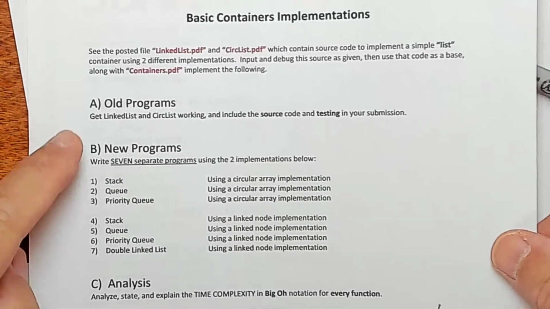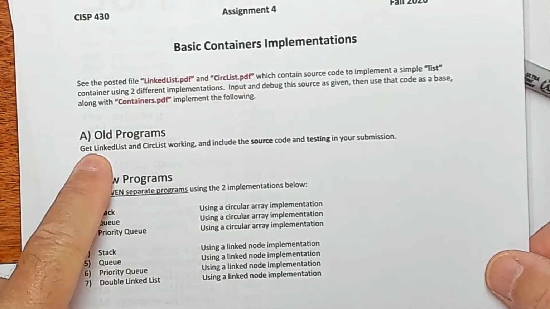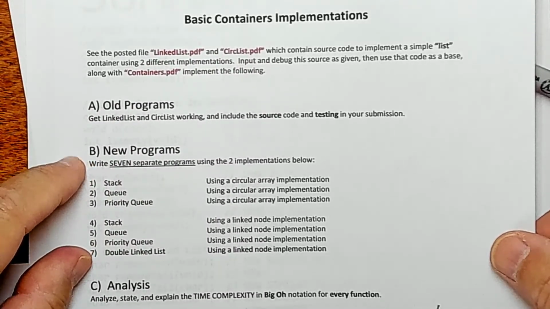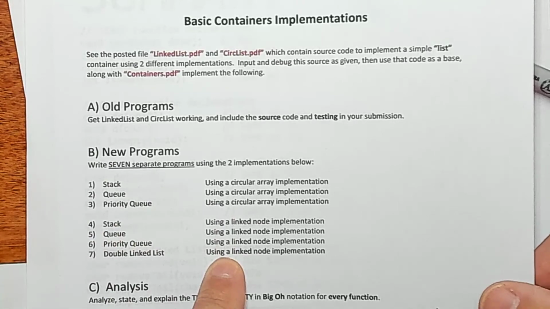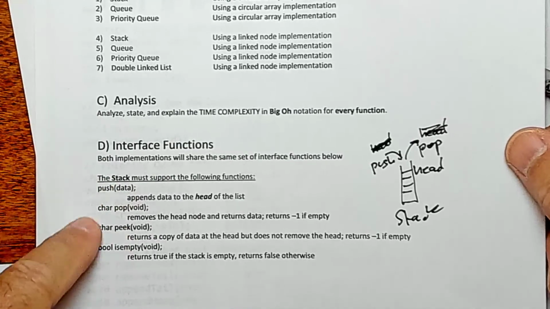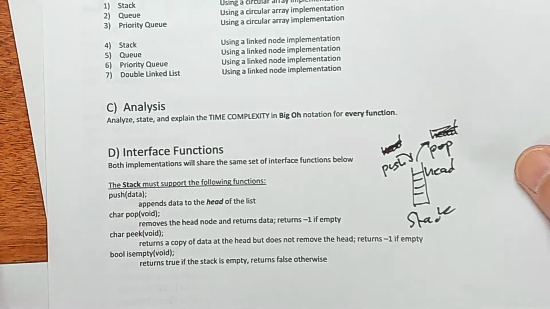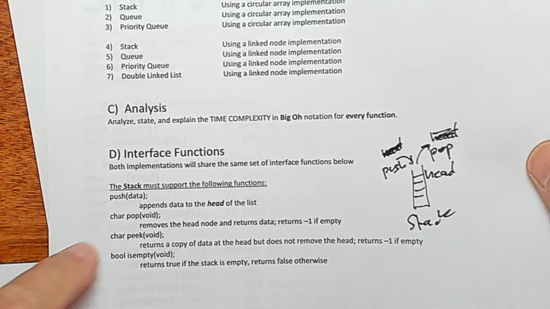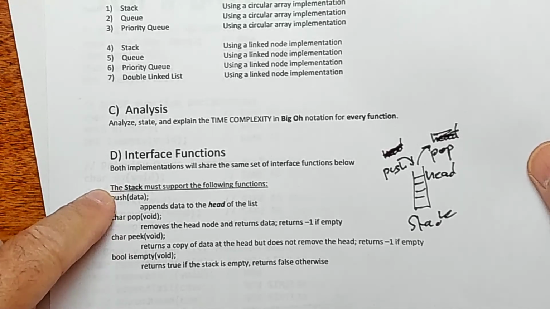All right. So get the old programs in the linked list PDF and circular list PDF. Get those working. Then use that as a code base to write a bunch of more new programs, some of which use the circular list implementation and some of which use the linked list implementation. Tell me what the time complexity of all of these operations are, and these are the particular operations I want you to implement. For these 4 functions for the stack, they're going to have particular time complexities, and they're going to be based on the list functions: remove, append, find, traverse.